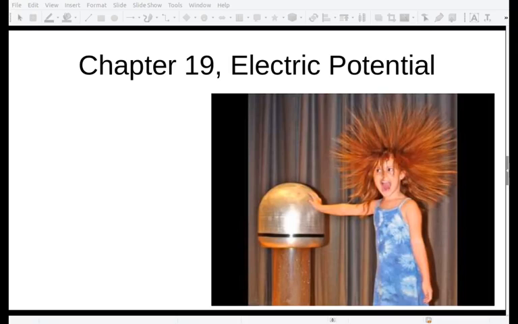In Chapter 19, we're going to talk about electric potential, also known as voltage, or volts. And you can see she's at high voltage right now. She feels it. Her hair is standing on end. It's got a lot of potential, electric potential that is, or voltage.